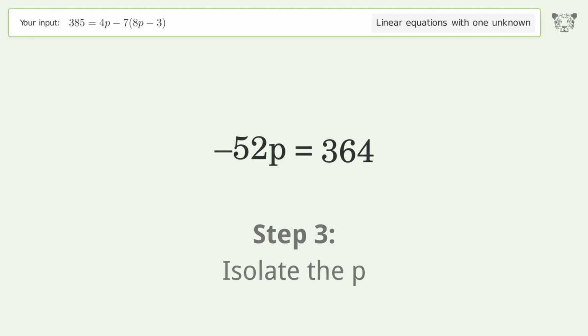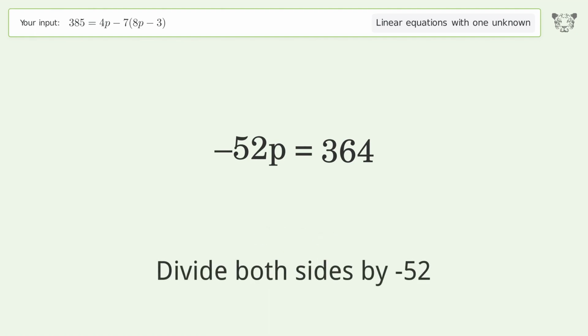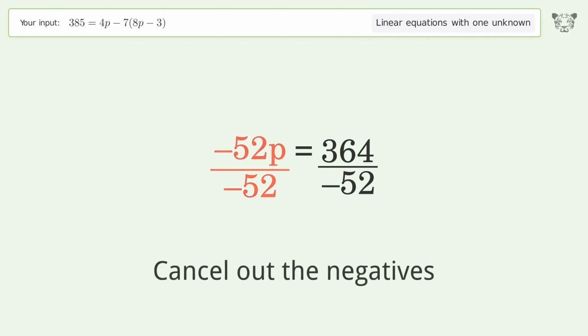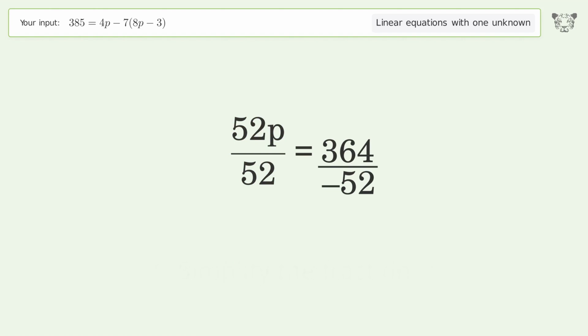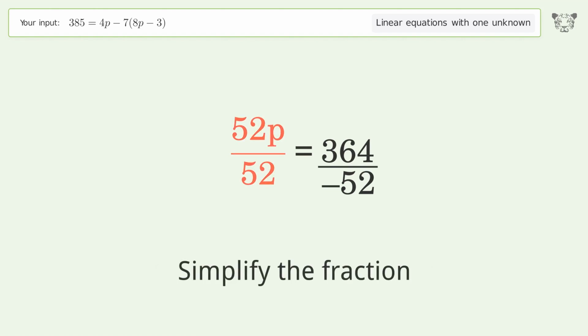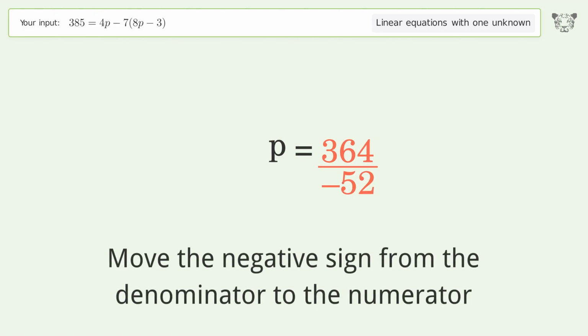Isolate the p. Divide both sides by -52. Cancel out the negatives. Simplify the fraction. Move the negative sign from the denominator to the numerator.